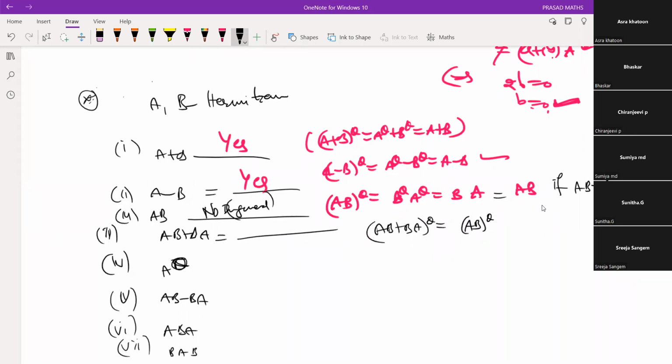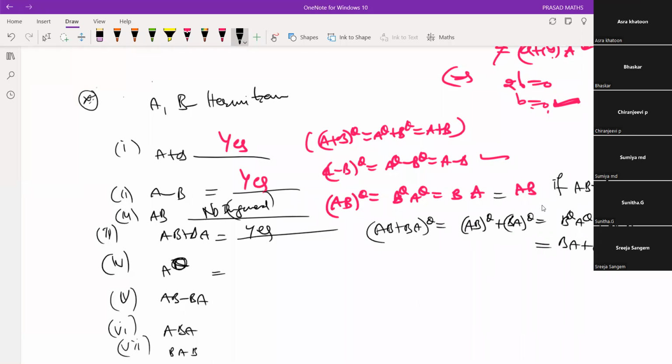(AB)^θ + (BA)^θ equals B^θ A^θ plus A^θ B^θ. That means BA plus AB, straightforward. So it is Hermitian.